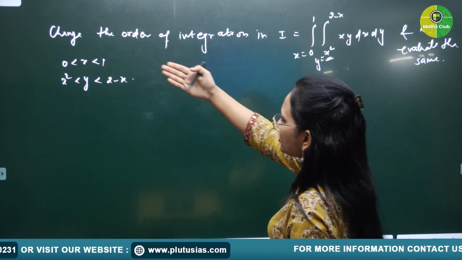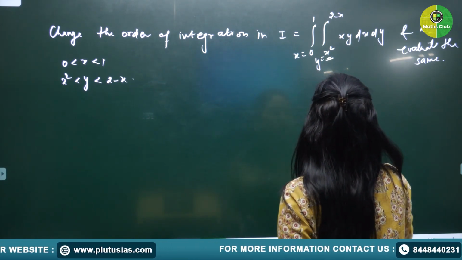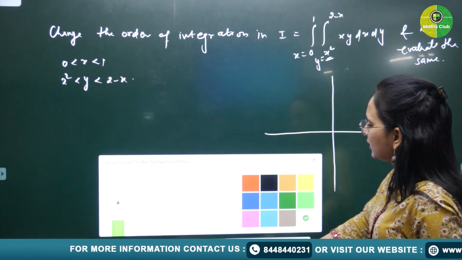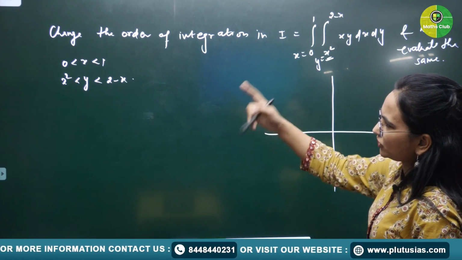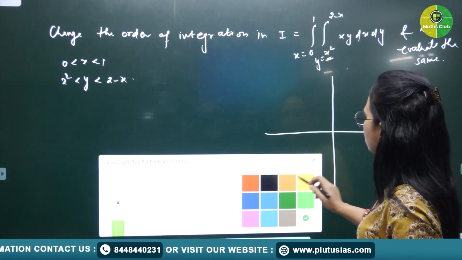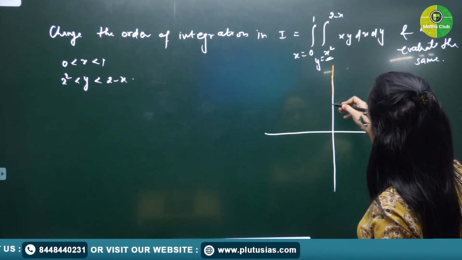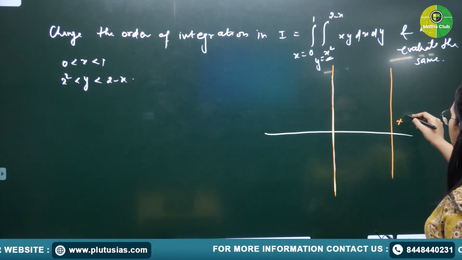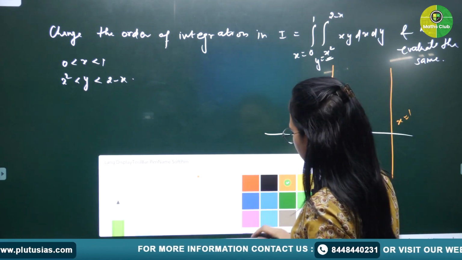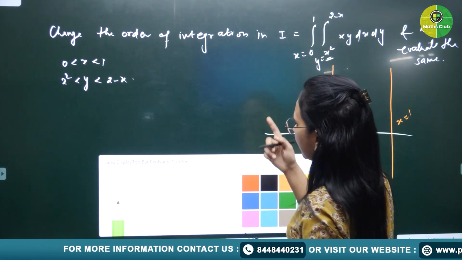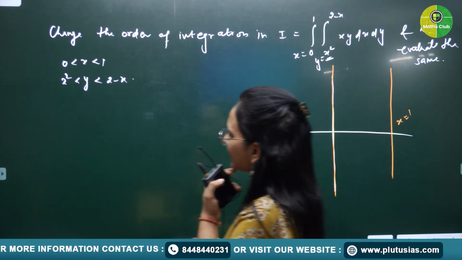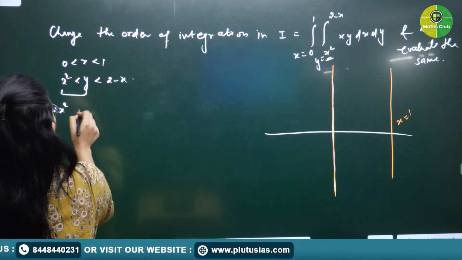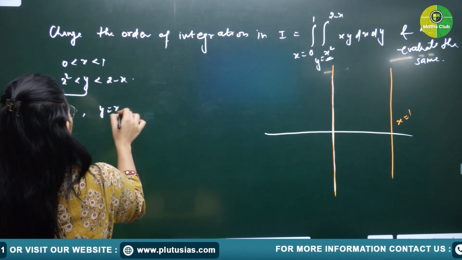So the constant one is very easy to draw, and we will draw this here. They are saying x is equal to 0 to x is equal to 1. So this is x is equal to 0 line, that is the y axis, and this is x is equal to 1. After that, we will try to draw the second region, and second region gives us two equations, that is y is equal to x square and y is equal to 2 minus x.